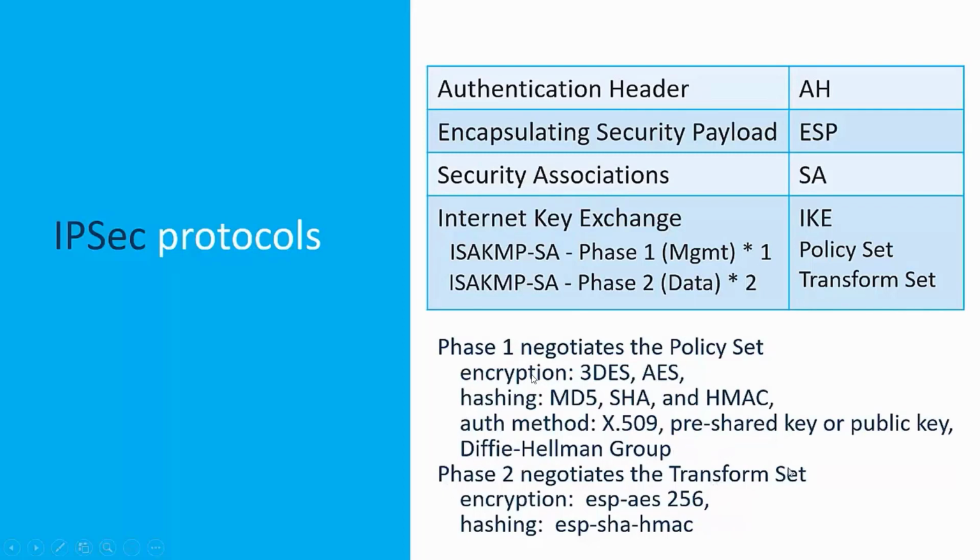Phase 2 negotiates the transform set. Now this is used to secure the data. In the transform set, we set up the encryption that's going to be used. Let's say we're going to be using ESP with AES encryption and a 256-bit key. And the hashing that'll be used for the integrity check. Let's say we're using ESP with a SHA hash with a keyed hash using HMAC. Those are the basic protocols, or the suite of protocols, that you'll see in IPsec.